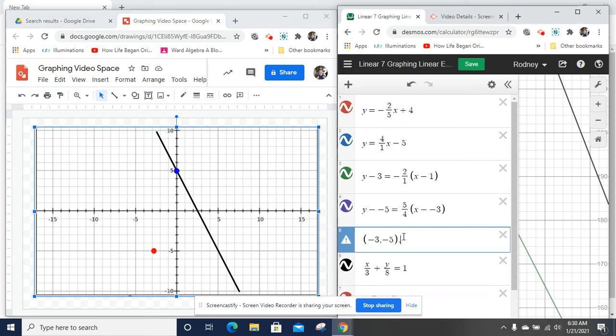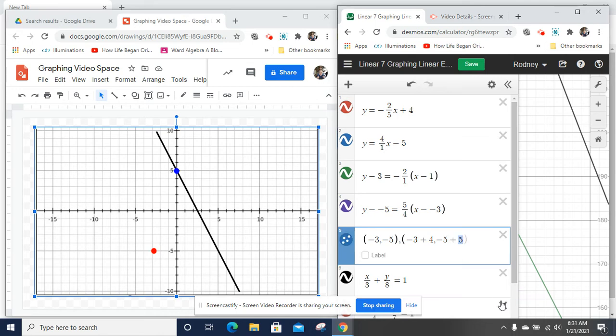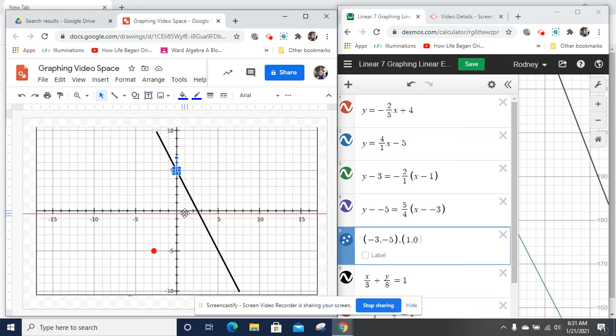What we're going to do is add the denominator of the slope, 4, to the x, because that's the horizontal change. So negative 3 plus 4. And then we will add the numerator, which is the vertical change, to the vertical component, which is negative 5. So negative 5 plus 5, and negative 5 plus 5 is 0. And negative 3 plus 4 is 1. So in fact, yes, we would have another point right here at 1, 0.